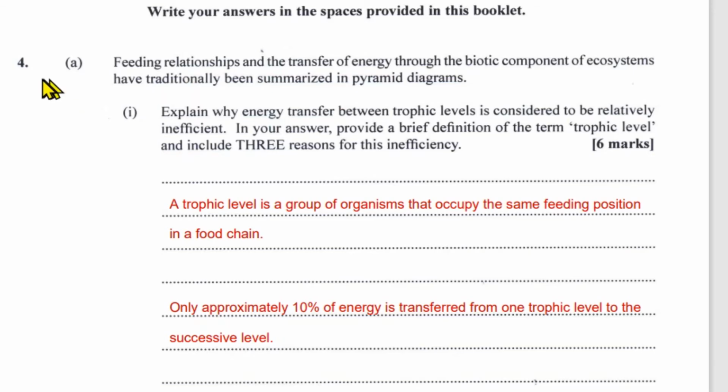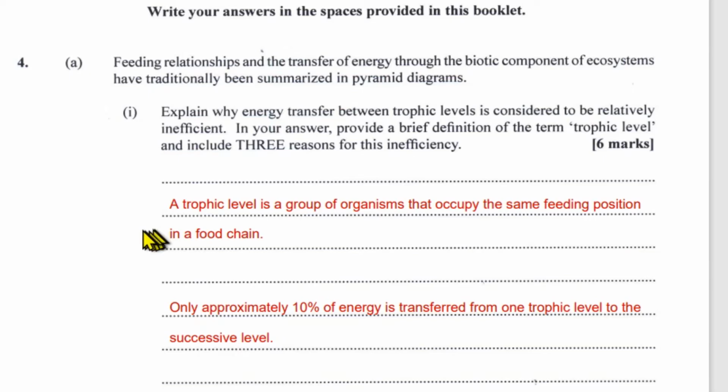Let's look at 4a. Feeding relationships and the transfer of energy through the biotic component of ecosystems have traditionally been summarized in pyramid diagrams. 1. Explain why energy transfer between trophic levels is considered to be relatively inefficient. In your answer, provide a brief definition of the term trophic level and include 3 reasons for this inefficiency.